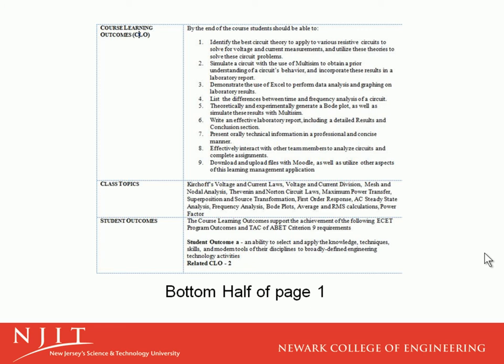We then have class topics. Note, we don't have a schedule, so this is independent of any semester. These are the topics I want to cover. And then we start with student outcomes, where we relate a course learning outcome to one of the student outcomes, typically A through K or others.